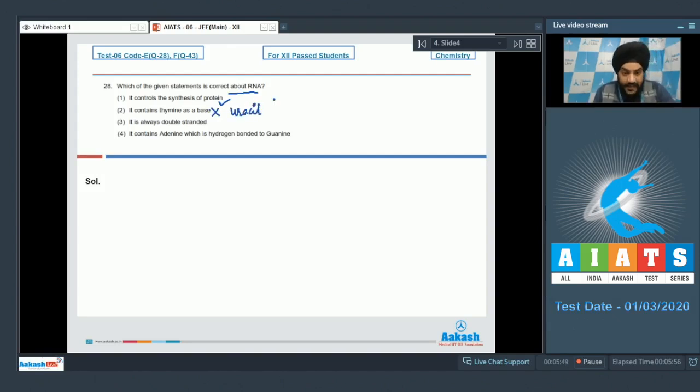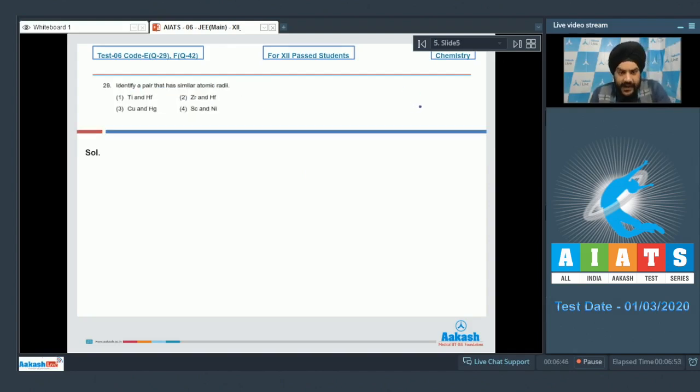If we talk about the third option now, it is always double stranded. This is also not correct. It is not always double stranded. It is usually single stranded, and in some special cases it might be double stranded. If we talk about the fourth option now, it contains adenine, which is hydrogen bonded to guanine. So this is also not a correct statement, students. Adenine is hydrogen bonded to uracil. So for question number 28, we have to mark the correct answer as option 1. Let us look at the next question now.